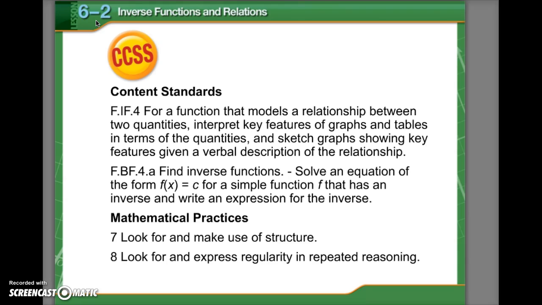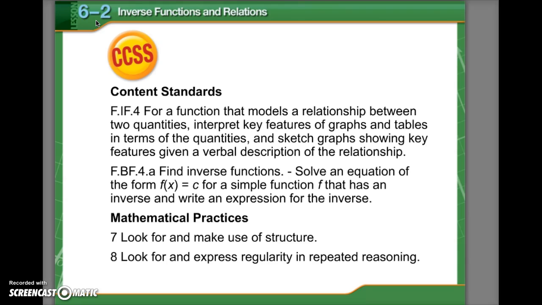So our content standards for this lesson, it says, for a function that models a relationship between two quantities, we'll interpret key features of graphs and tables in terms of the quantities, and we're going to sketch graphs showing key features given a verbal description of the relationship. And also we're going to be finding inverse functions. We'll solve an equation of the form f of x equals c for a simple function f that has an inverse and then write an expression for the inverse.